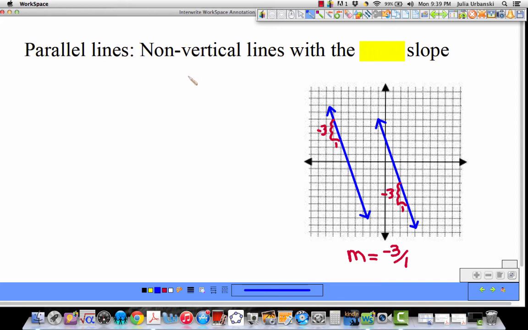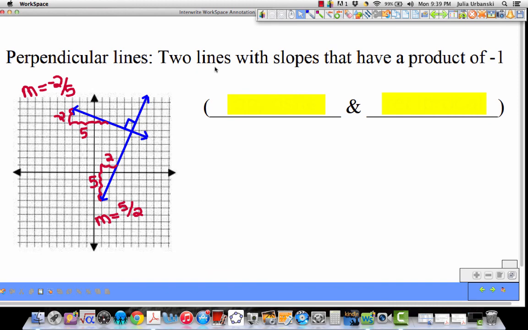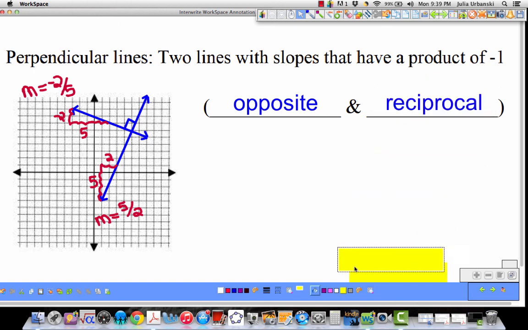Parallel lines are non-vertical lines with the same slope. If you look at the slope here of these two lines, they're parallel. It's going down 3, right 1, down 3, right 1. Parallel lines are lines that are never going to intersect. So they're going at the same slope. But perpendicular lines are lines that have a product, or their slopes have a product of -1. That's a complicated way of saying that it's two lines that have slopes that are opposite and reciprocal.